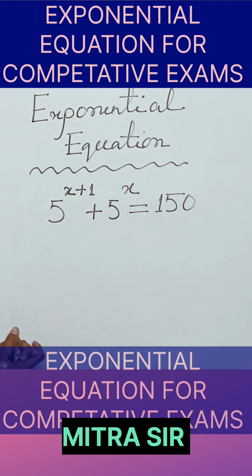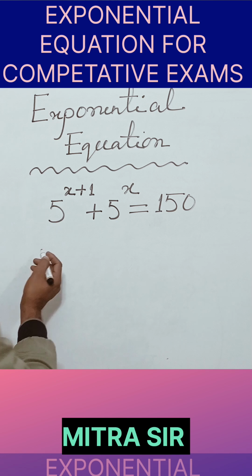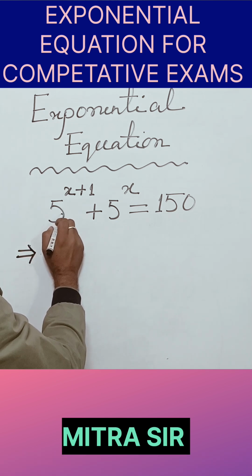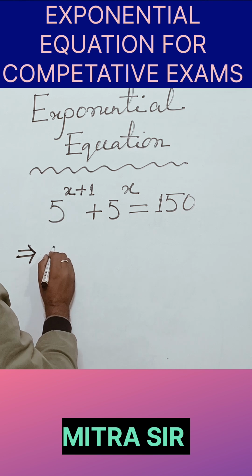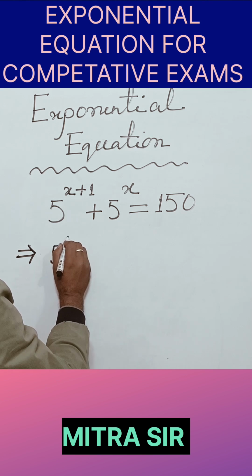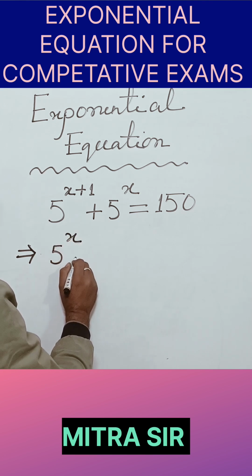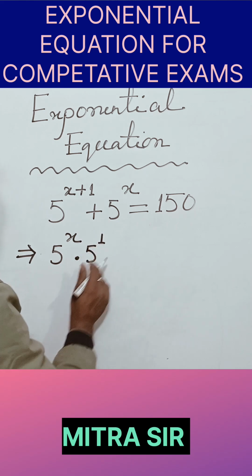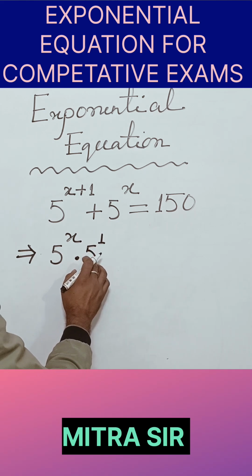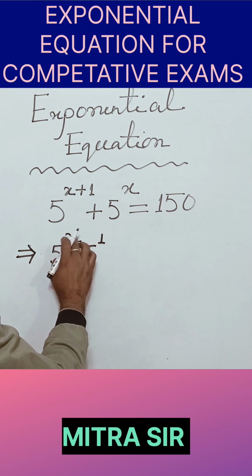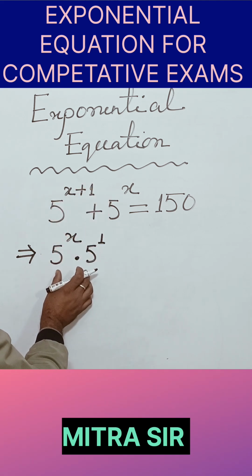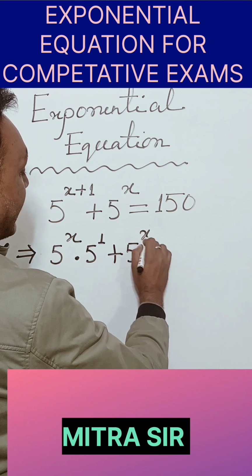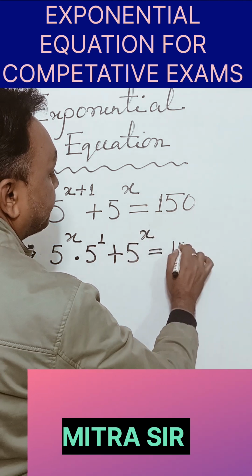You have to find out the value of x, right? So here we can write 5 raised to x plus 1. You can split it into 5 raised to x times 5 raised to 1. We can write it by the laws of exponents: if the bases are the same, we can add the powers. So if we split it, we'll get this one, which will be 5 raised to x, right?